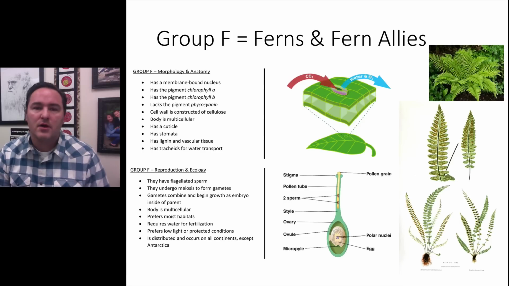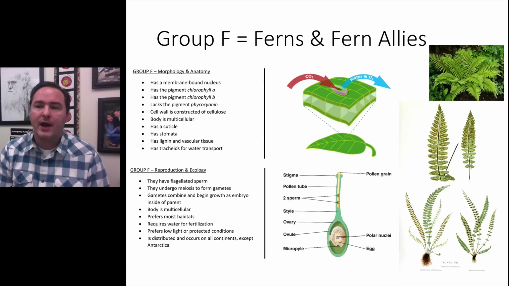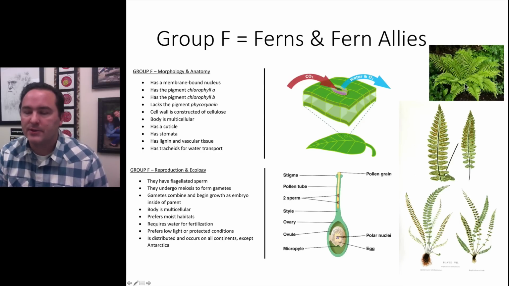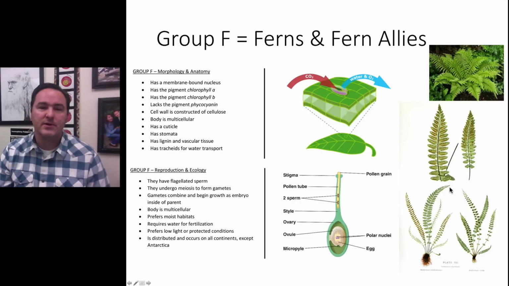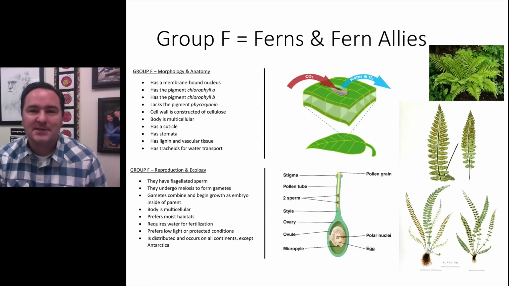And Group F were the ferns and fern allies. So these are the ferns. Remember, these don't grow very tall. They stay close to the ground. They don't have the woody parts. So those are the ferns. And that takes us to the end of the Explore for plant diversity.